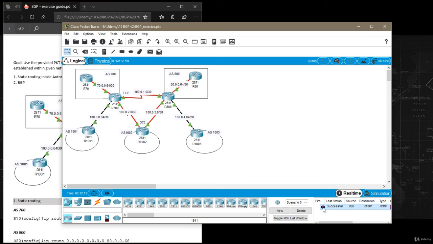Okay, this exercise was actually basic BGP. Next, we want to learn redistribution, and then after that, we'll be able to do a bit more complex topologies and configure BGP on them. See you in the next lesson.